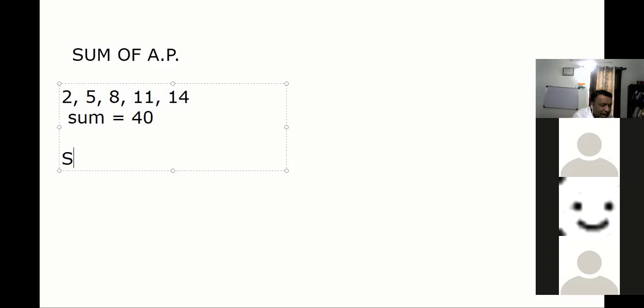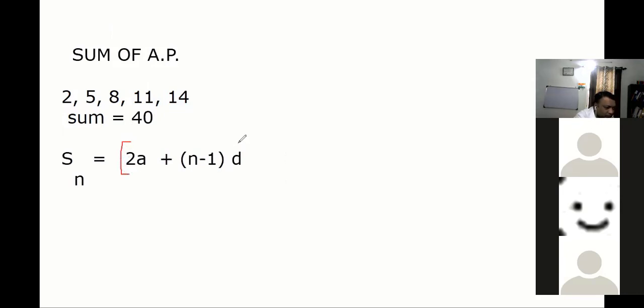So we can say S n, the sum of n terms, is given by n by 2 and then a bracket of 2a plus n minus 1 d. For any AP, the sum of the first n terms is given by n by 2 times the bracket 2a plus n minus 1 d. Everybody knows what a, d, and n are. n is the number of terms.